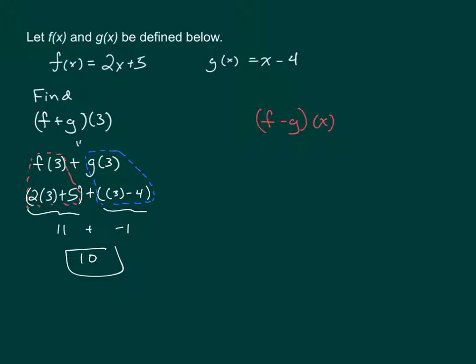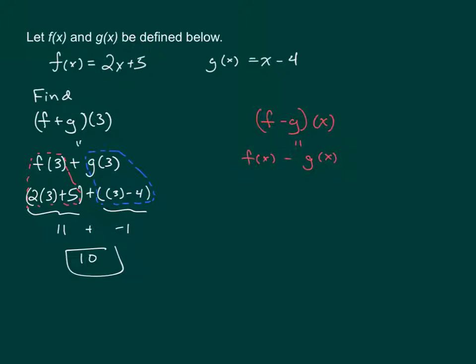In the second example, over here we have f minus g of x. So we aren't even trying to evaluate the functions at any specific x value. We're just going to essentially combine like terms. This will be f of x minus g of x. So all we have to do is substitute whatever f of x is equal to.